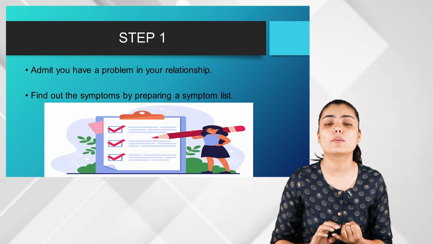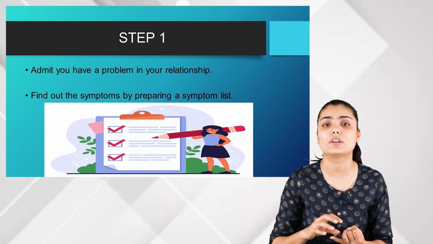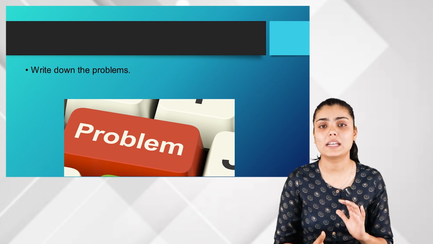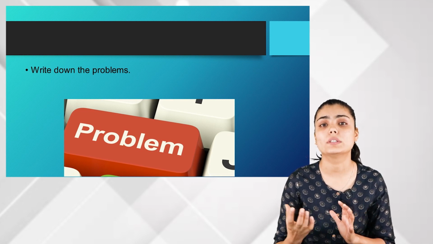Now, once you have admitted that you have a problem, what to do next? You have to list down all the symptoms that you see in your relationship. Once you've written down all the symptoms, you have to write down the problem. For example, if there is a trust issue in a relationship, the first thing is you have to admit that you have a problem. You've admitted that there is some problem going on in your relationship.